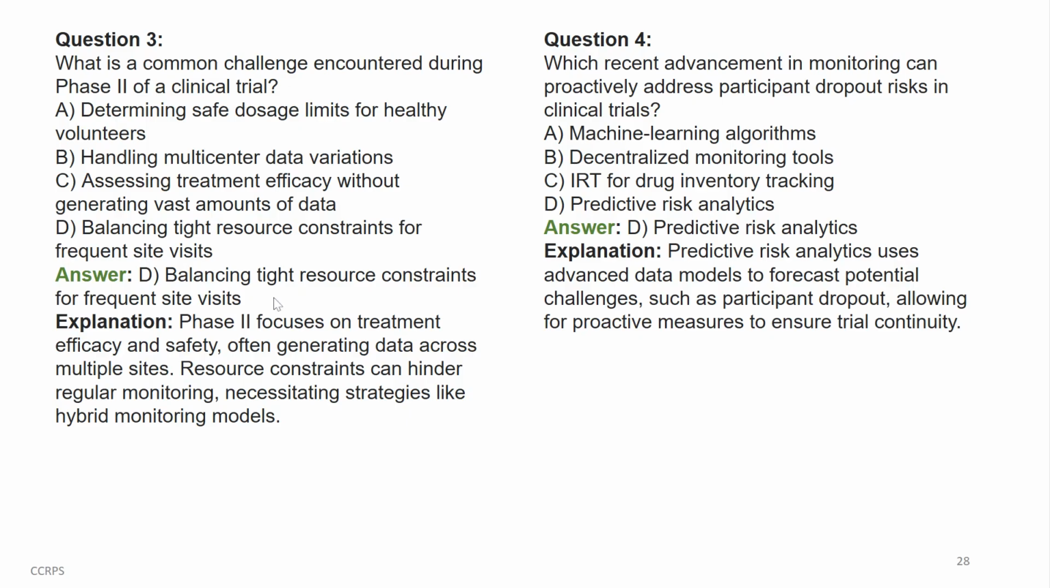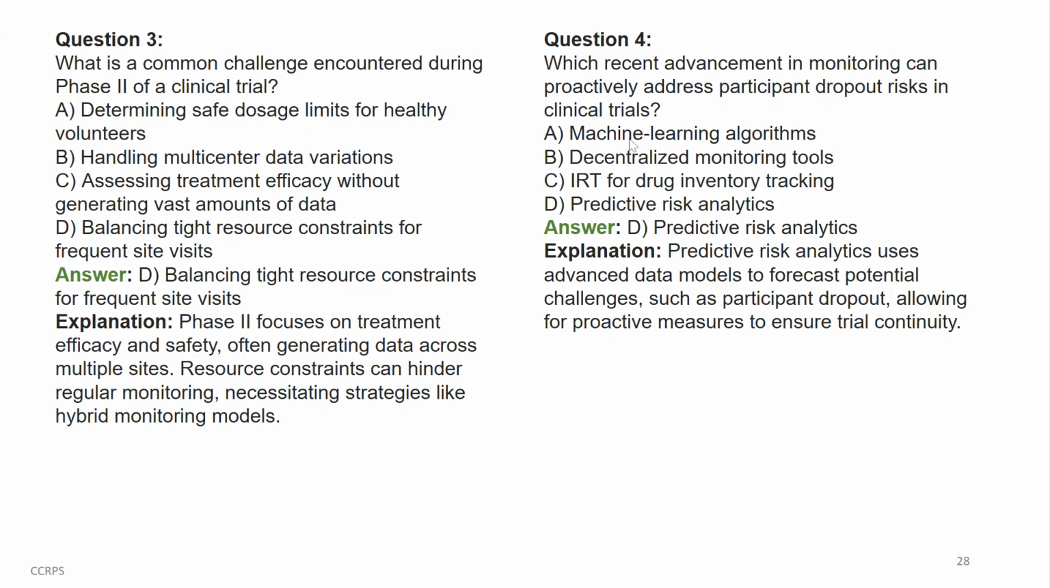If we remember, we spoke about budgeting and using maybe a hybrid kind of monitoring in order to make it more cost efficient, more cost effective. Phase 2 focuses on treatment efficacy and safety, often generating data across multiple sites. Resource constraints can hinder regular monitoring, necessitating strategies like hybrid monitoring models. Question four, which recent advancement in monitoring can proactively address participant dropout risks in clinical trials?